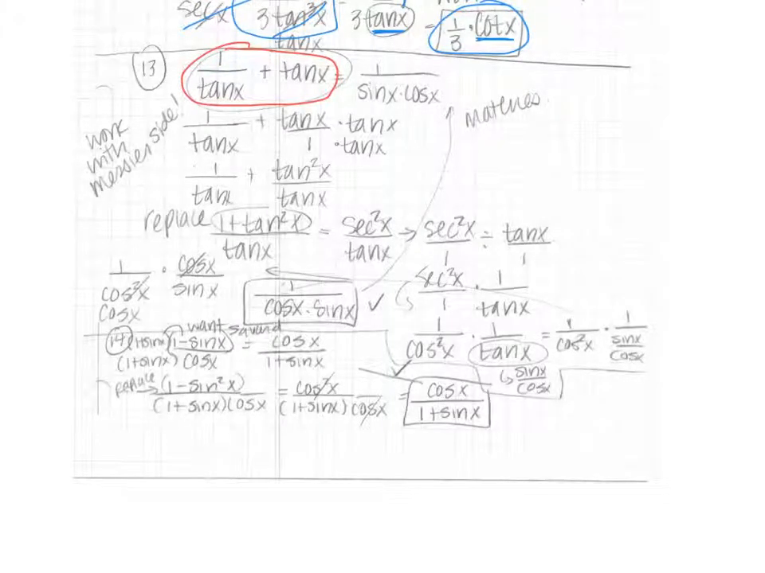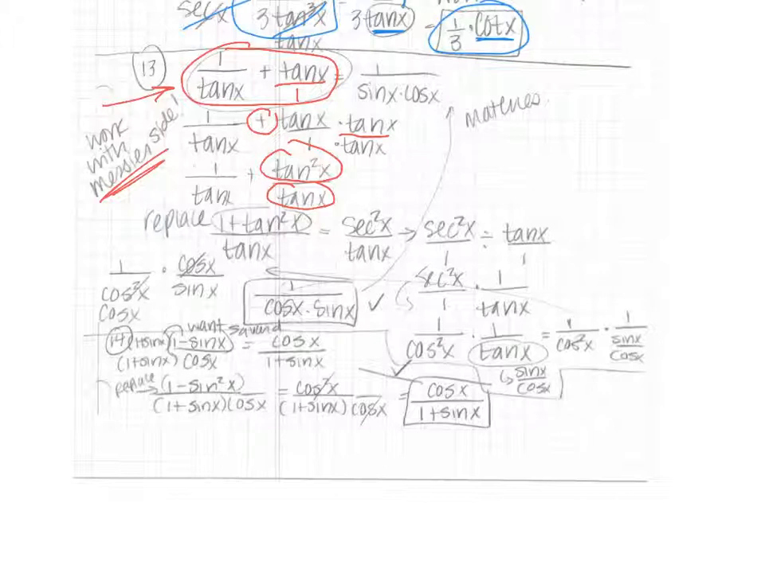So for the next one, we usually want to work with the messier side. For number 13, I chose to work with the left-hand side. Since I had one fraction and I was adding, I made the other a fraction. And then I don't see any squareds or ones, so I'm going to try to create squareds. If I multiply the right fraction by tan x over tan x, also with addition, we're going to need a common denominator. We'll get tan squared x on top over tan x on bottom.